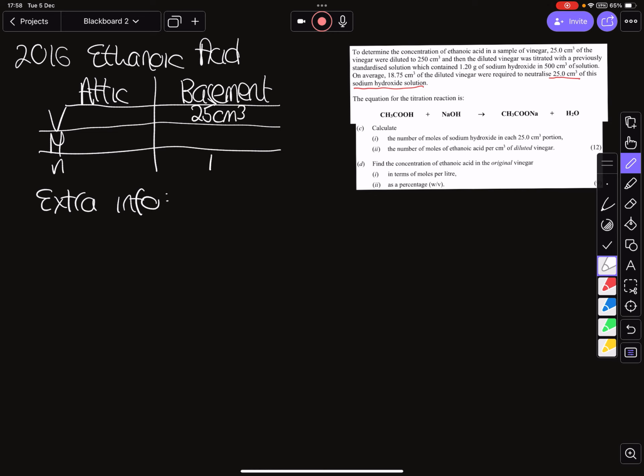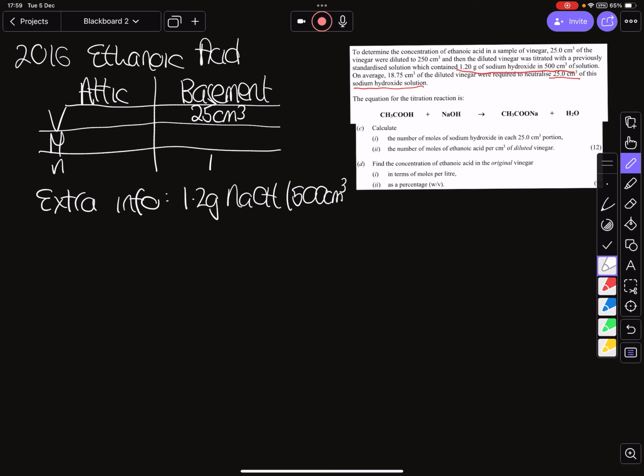The ratio from the equation is 1, and I'm looking for a concentration of sodium hydroxide. There is no concentration, but I have this piece of extra information. So that's going to go down here. So 1.2 grams of NaOH is going to go to 500 centimetres cubed. So I'm going to have to do something with that.